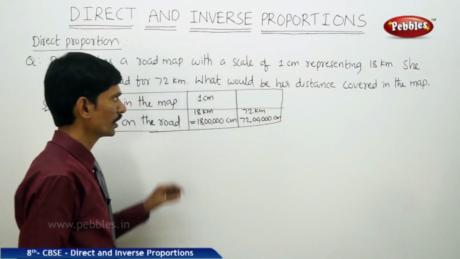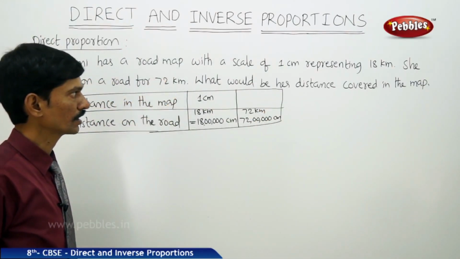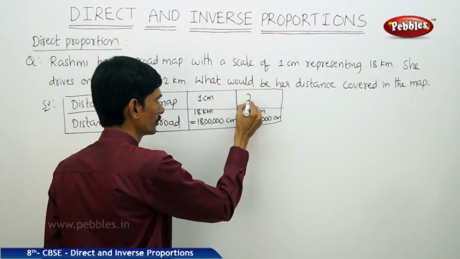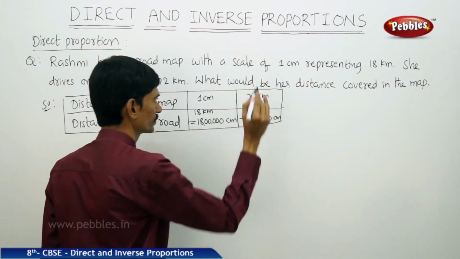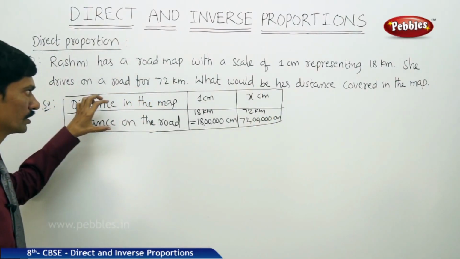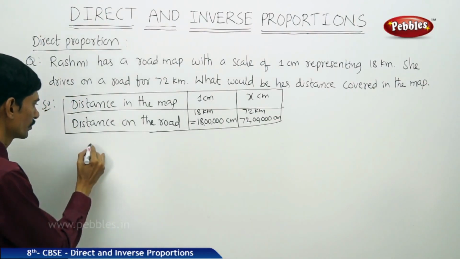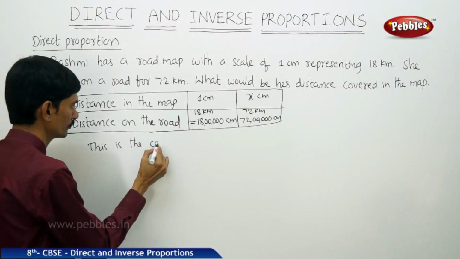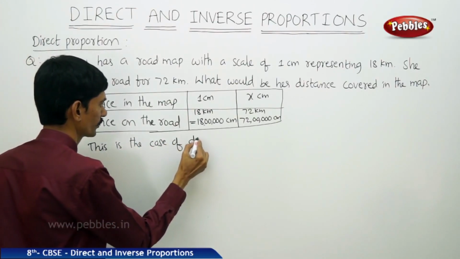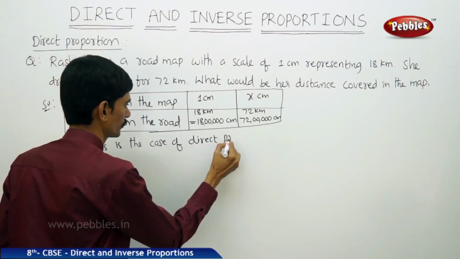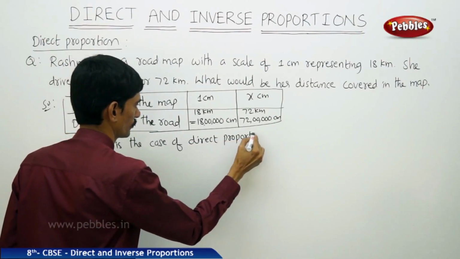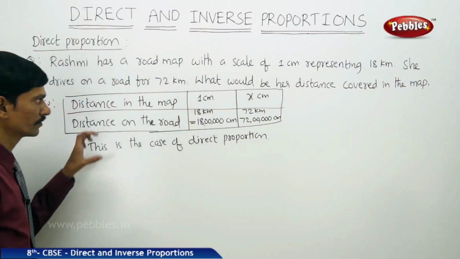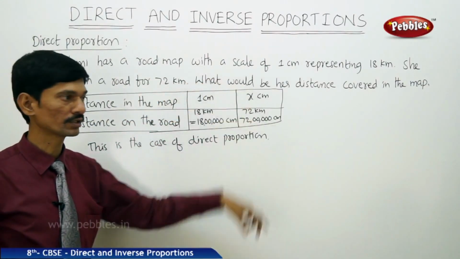Then what would be her distance covered in the map? That is what we should find out here. So let it be x centimeters. Here also these two quantities are in direct proportion. Now this is the case of direct proportion, and in direct proportion we know that the ratio between two quantities remains a constant.